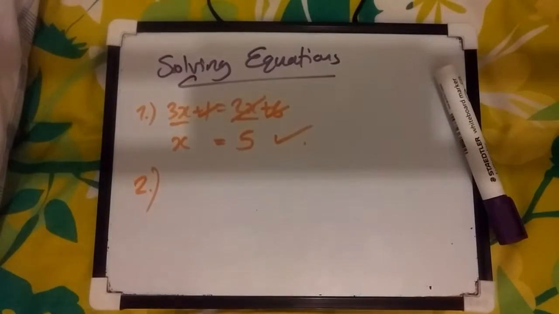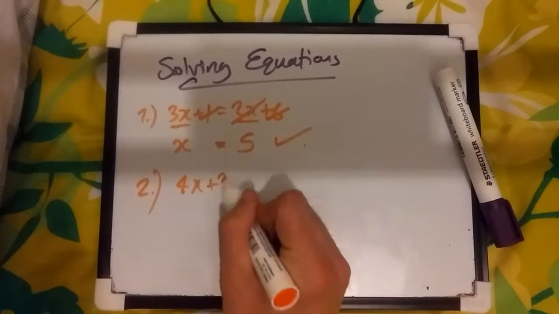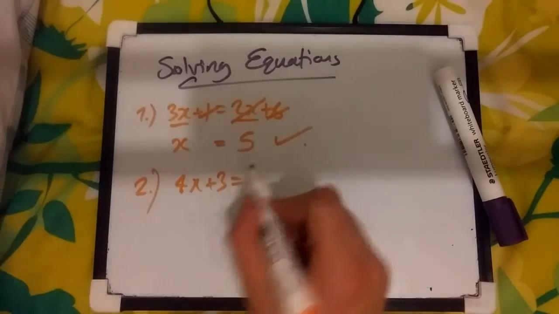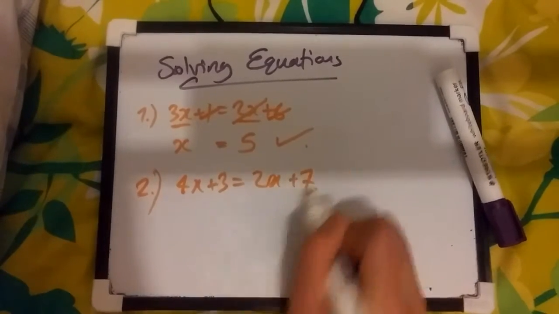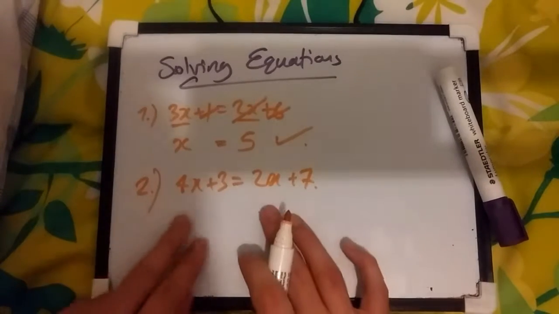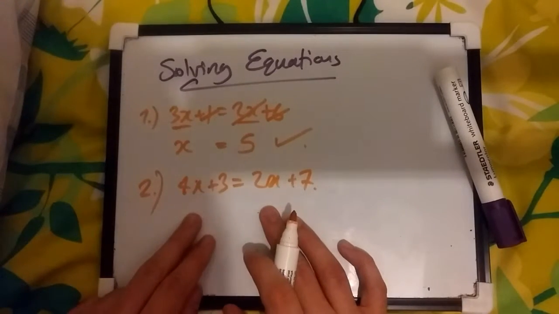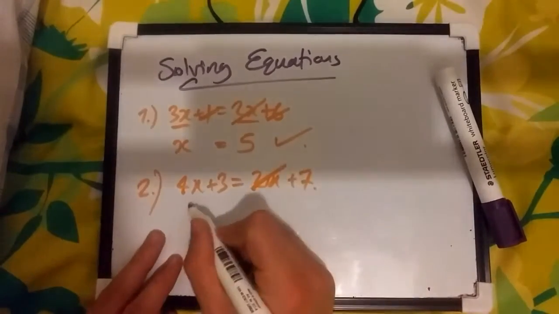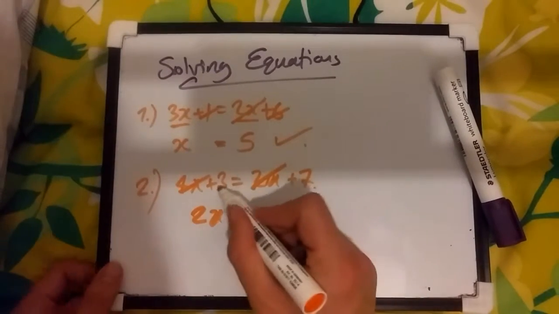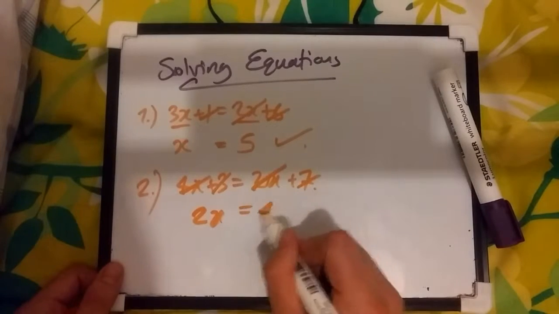The second equation will be 4x plus 3 equals 2x plus 7. Slightly more challenging but dead easy. Once again, same procedure. Subtract 2x from both sides to eliminate it. So this would become 2x here. Subtract 3 from both sides and this would become a 4.